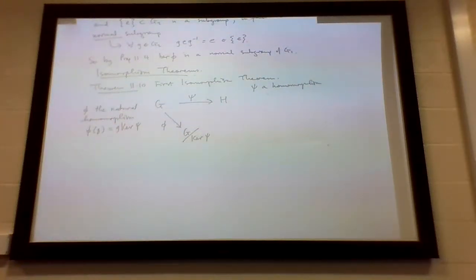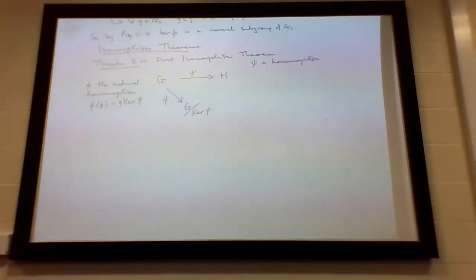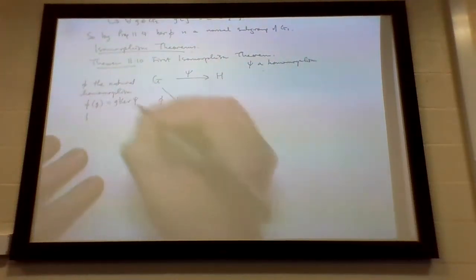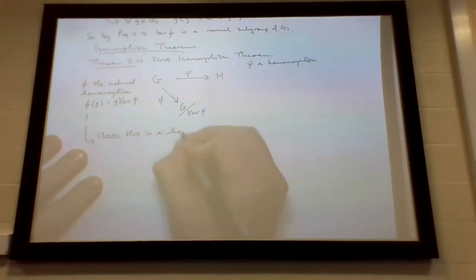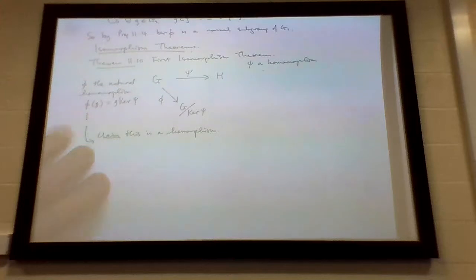Maybe we haven't encountered that before, because Jan was doing factor groups before the homomorphism. Okay, so let's just have a little diversion. We claim this is a homomorphism. Well, is it? Let's prove it.